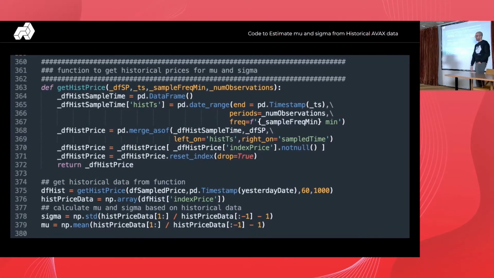Okay, so what we've learned so far is that we have this random process defined by these two parameters, the drift and the diffusion. Now we want to learn something from the historical data so that we can fit that mu and sigma and get some meaningful projection of what the prices can look like in the future. You don't have to worry too much about this code, but it basically gets some historical data from AVAX and then samples it at a fixed frequency, which we defined at 60-minute intervals in the code that's available on GitHub.